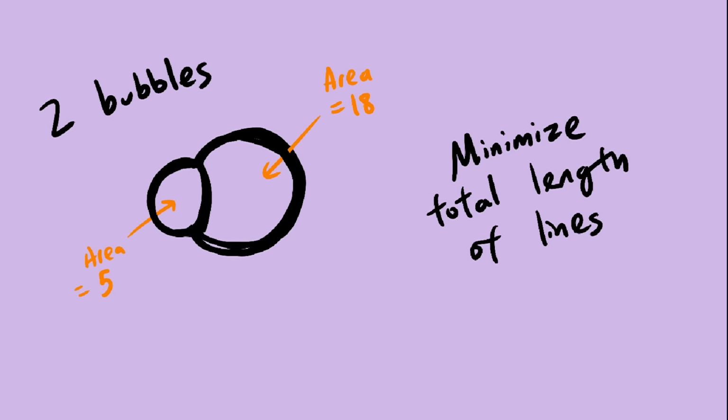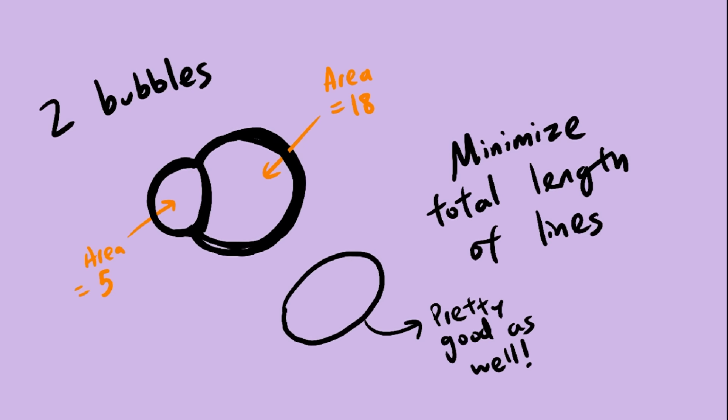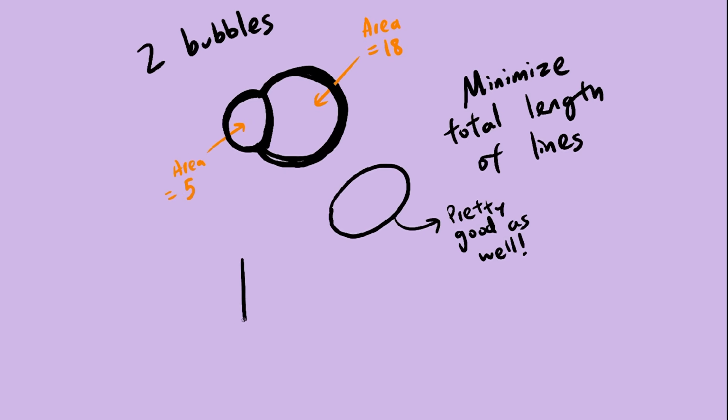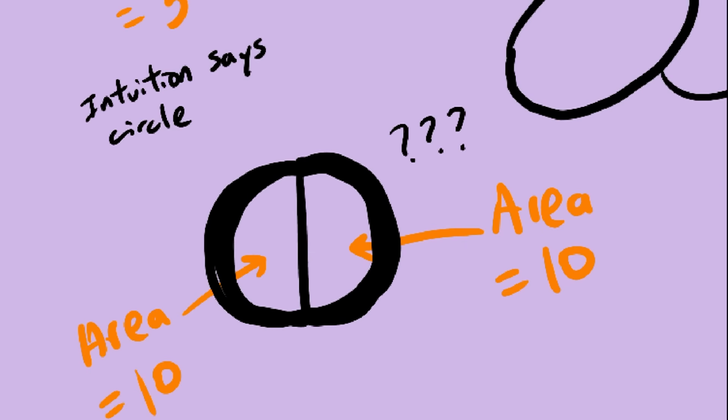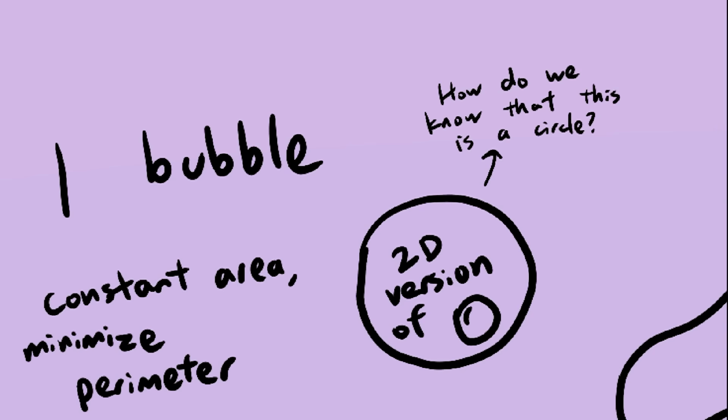It could be the case that for 2 bubbles, some other curved shape is more optimal, like an ellipse maybe. Even if we make both bubbles the same size, we still don't know what these 2 curves are. They look like circular arcs, but the thing is, we can't prove it. In fact, we couldn't even prove it back when we had 1 bubble. How do we know that a circle has minimum perimeter?